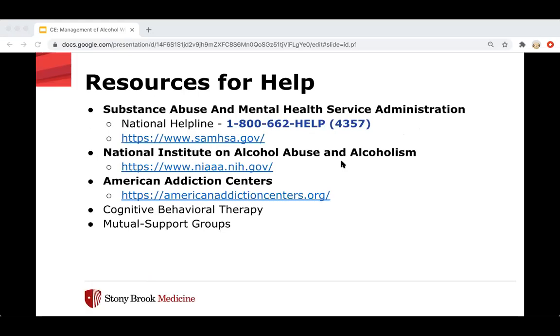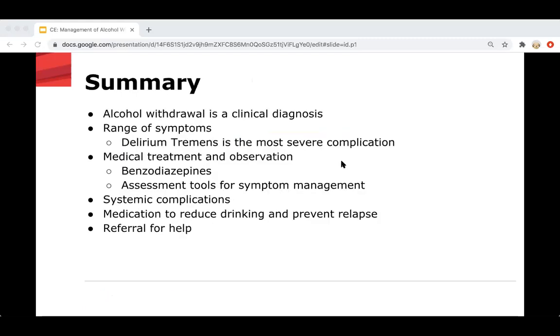Lastly, resources for help. So patients, again, they're at high risk of relapsing. So we have medications, but they really do need a support system to also help them get over their addiction. So we have the Substance Abuse and Mental Health Services Administration, which has a national helpline and a website. There's also the National Institute on Alcohol Abuse and Alcoholism. There's the American Addiction Centers. These patients need cognitive behavioral therapy, and there are mutual support groups within the communities that also help substantially with these patients to overcome their problems.